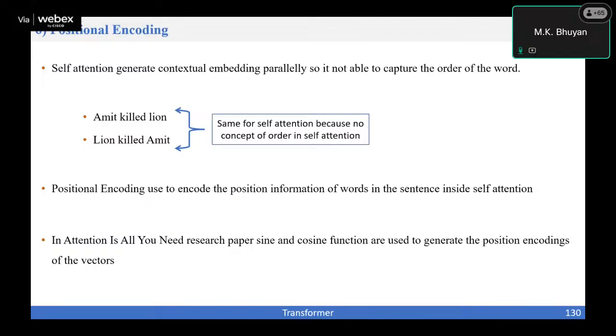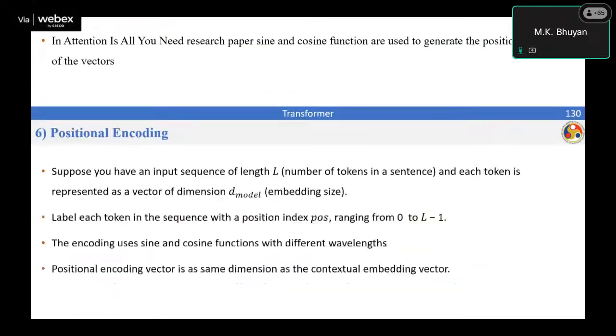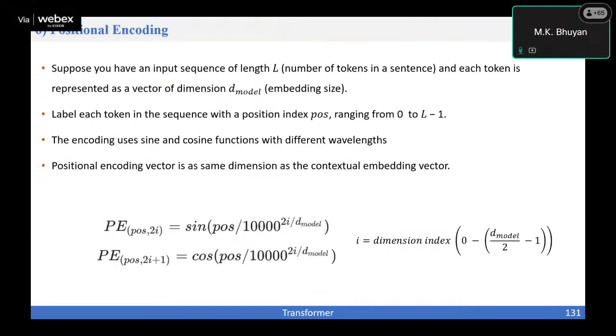So it has the same meaning. Omid kills lion will have the same meaning as the lion kills the Omid, if I only consider the self attention. So that is why the positional encoding is important. The position of the Omid, the position of the lion, the position of the word kill, that meaning we have to see in the case of the positional encoding. So that is the concept of the positional encoding.